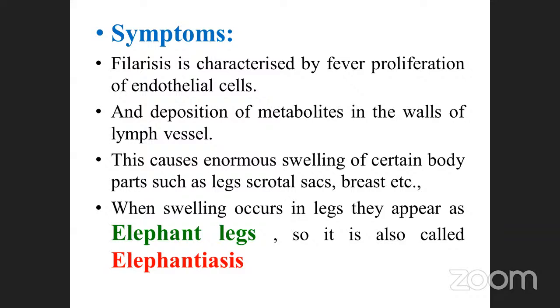Here, this causes enormous swelling of certain body parts such as the leg, scrotal sac, and also the breast. When the swelling occurs in the legs, they appear like elephant legs, so it is called elephantiasis. It occurs in the lower part of the body, whether male or female, whatever it may be. The defect occurs only in the lower part from the hip onwards. This is very, very important.